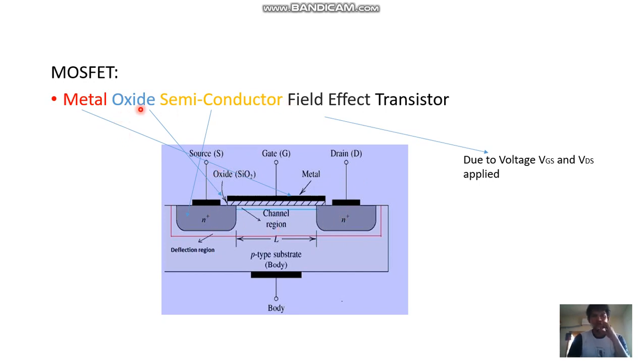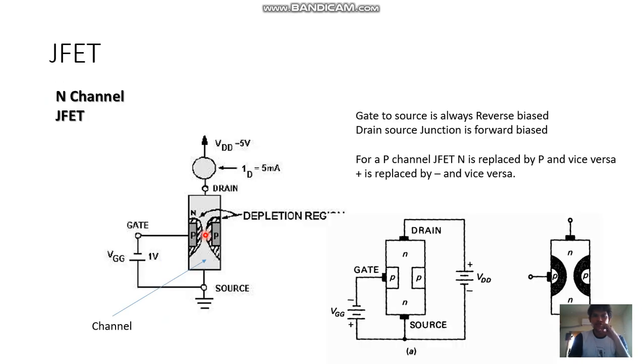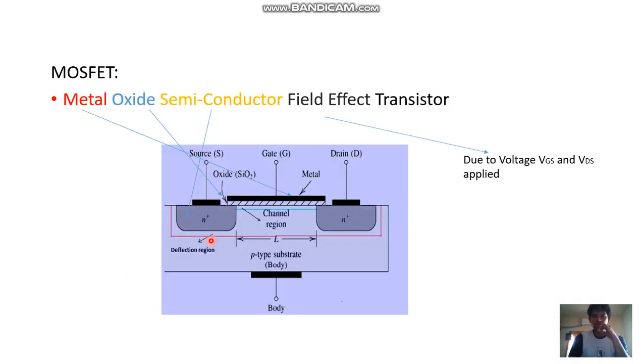Why is it called a metal oxide semiconductor field effect transistor? This is the metal, this is the oxide layer, and the N and P are the semiconductors. Field effect means, see, here we are applying some voltage. This applied voltage is nothing but the field. So due to this field effect, the channel width is controlled. Here also, due to the field effect, the channel width is controlled. That's why it is a field effect transistor.